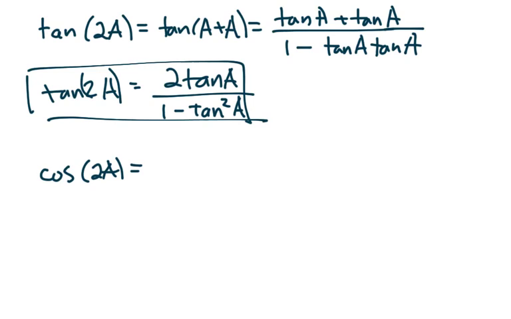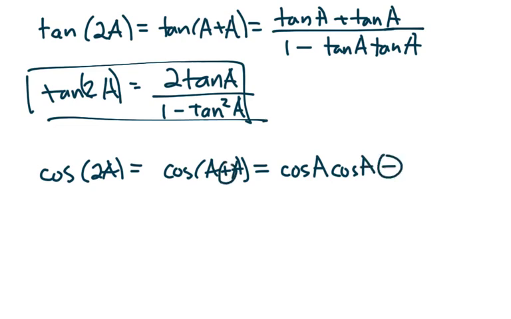3, 2, 1. This is cosine of A plus itself, A plus A, so that the first and second angle, both A. Cosine sum angle formula says cosine of the first times cosine of the second, both A, minus, plus, minus, opposite signs here for cosine, sine of the first angle times sine of the second angle.